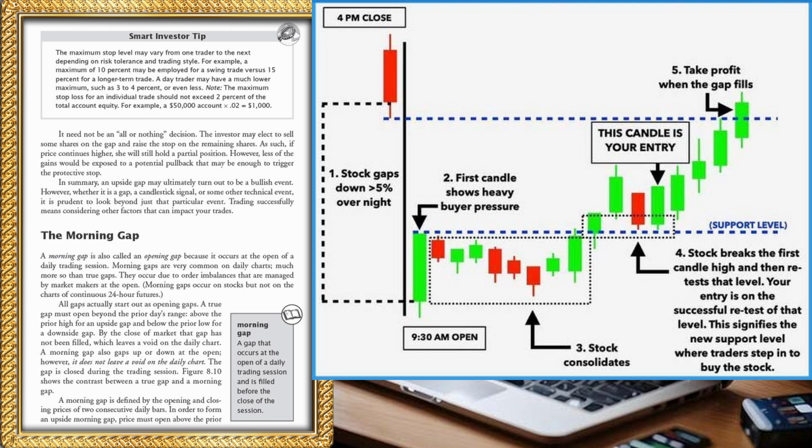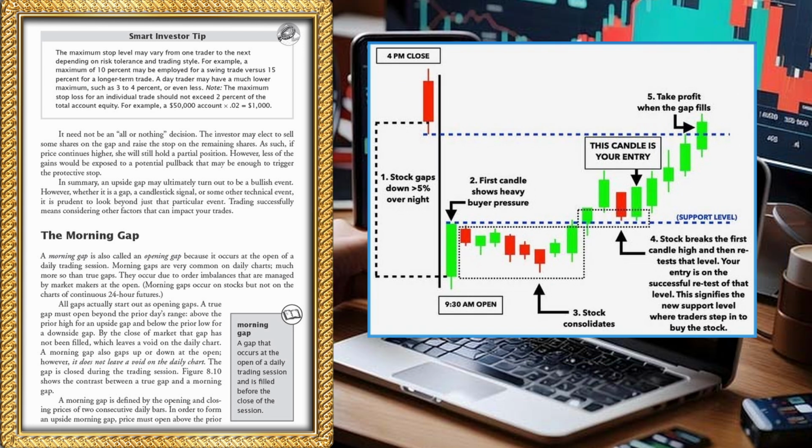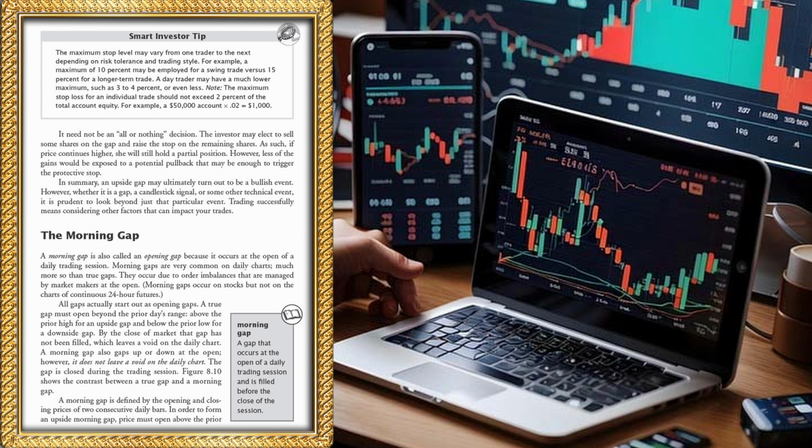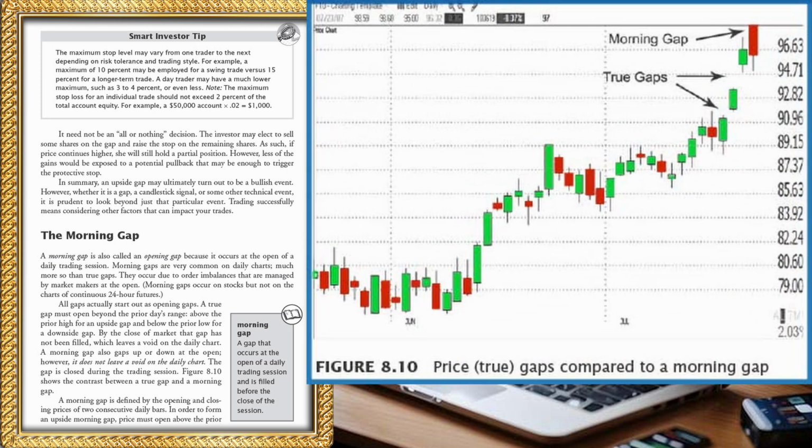A true gap must open beyond the prior day's range, above the prior high for an upside gap, and below the prior low for a downside gap. By the close of market, that gap has not been filled, which leaves a void on the daily chart. A morning gap also gaps up or down at the open. However, it does not leave a void on the daily chart. The gap is closed during the trading session. Figure 8.10 shows the contrast between a true gap and a morning gap.